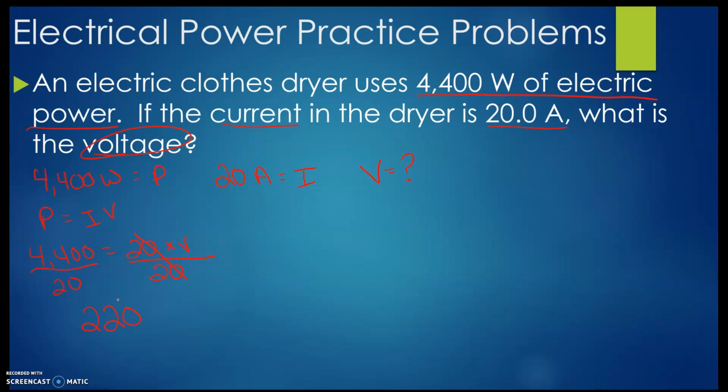Now remember, we're looking at voltage, which is measured in the unit volts. Since we're looking for voltage, we could also use the formula V equals our power divided by our current. If we do it that way and plug in our known values, 4,400 divided by our current, which is 20 amps, it's going to give us the same answer of 220 volts.